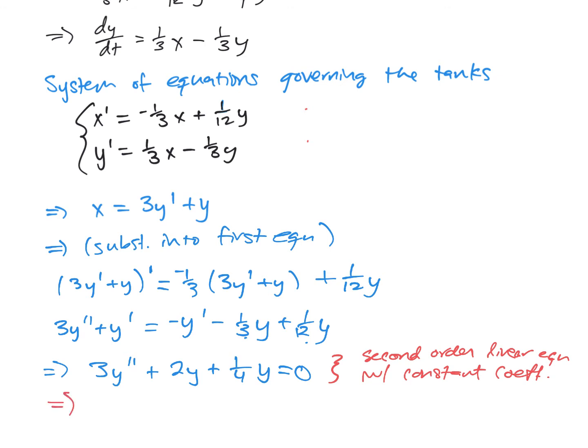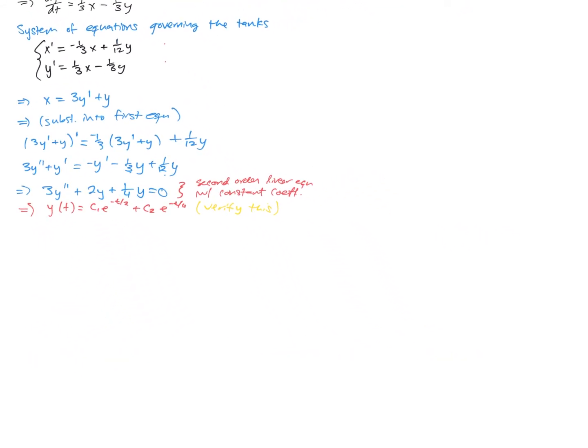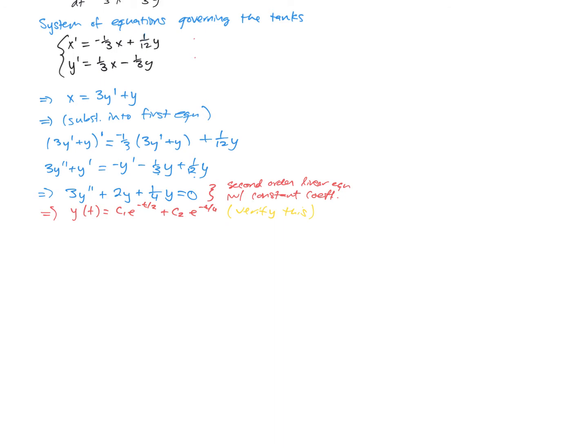And so the solution here is, I'm just going to write it, y of t equals c1 e to the negative t over 2 plus c2 e to the negative t over 6. And you can verify this. So now that we've got y, shrink that down a little bit, and we can go back to blue. We have an expression for x in terms of y. So now we can say that x of t equals 3.